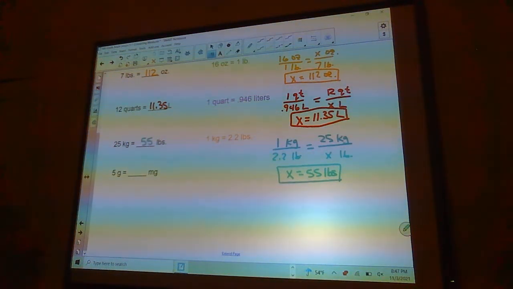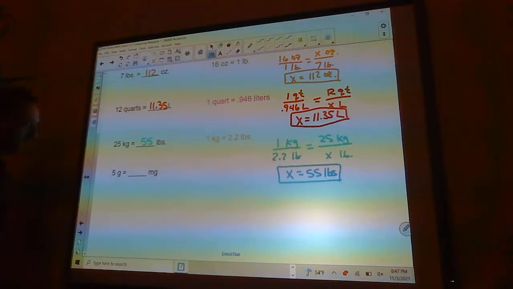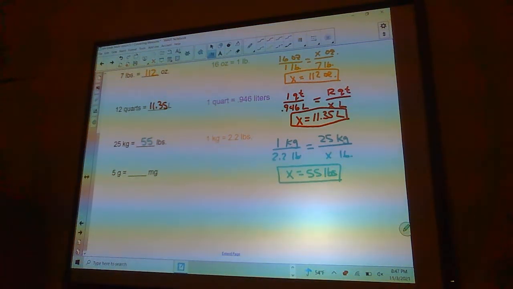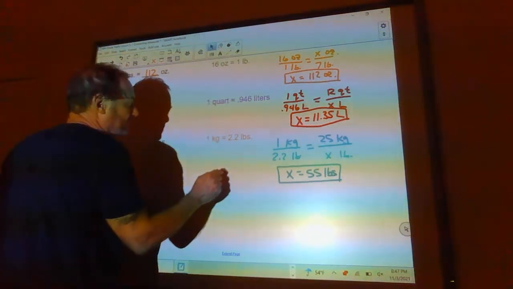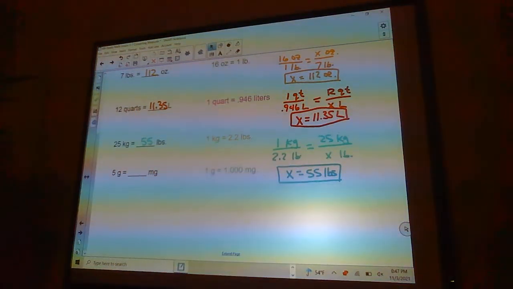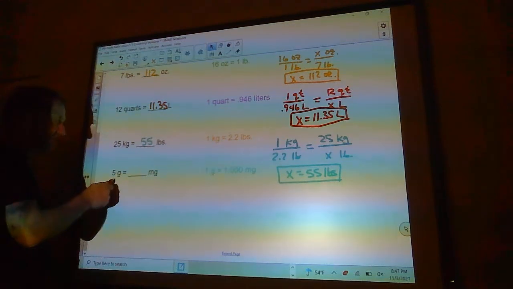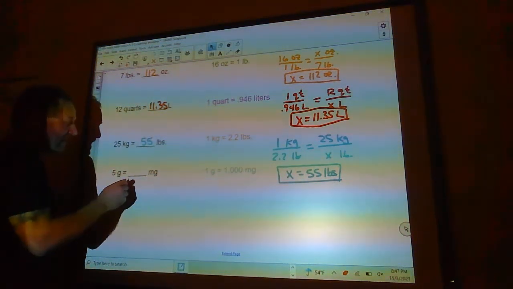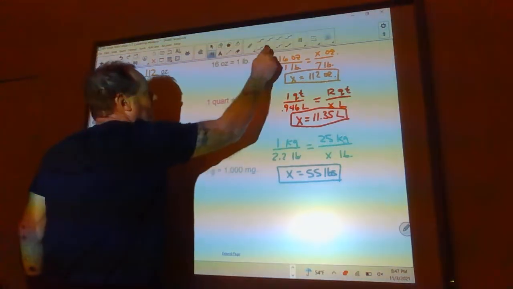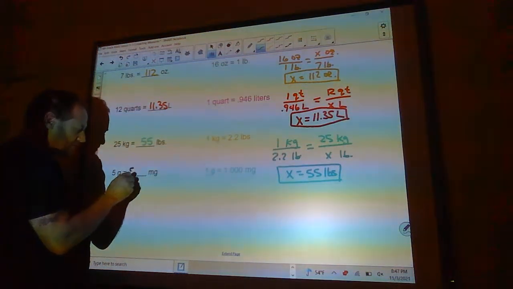Okay, now this conversion is a pretty easy one because both of these are the metric system. So 5 grams is how many milligrams? Okay, our conversion is 1 gram is 1,000 milligrams. So this is an easy way you can do it in your head. If I have 5 grams, that's going to be 5,000 milligrams.